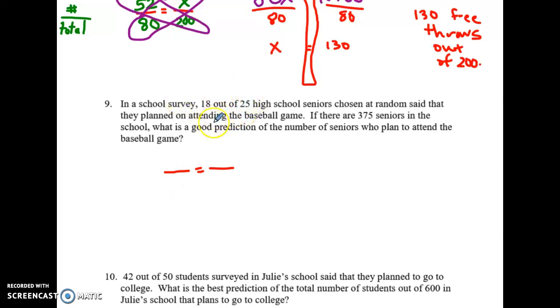So this right here is actually your first clue. We have 18 out of a total of 25 that were surveyed. But you know that there are 375 total. Remember, we're using this as a hint again. Always put total on the bottom of your fraction. And we want to predict out of all the seniors how many might go to the baseball game. So this is the proportion.